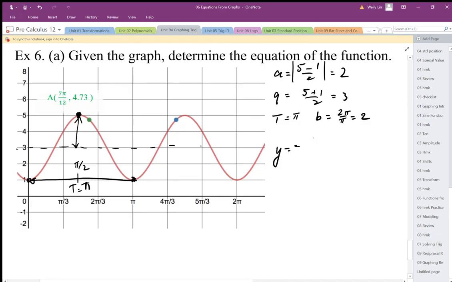So I'm just going to say negative cosine. My B value is 2. I'm going to use a shift of 0, and that would be perfectly fine.